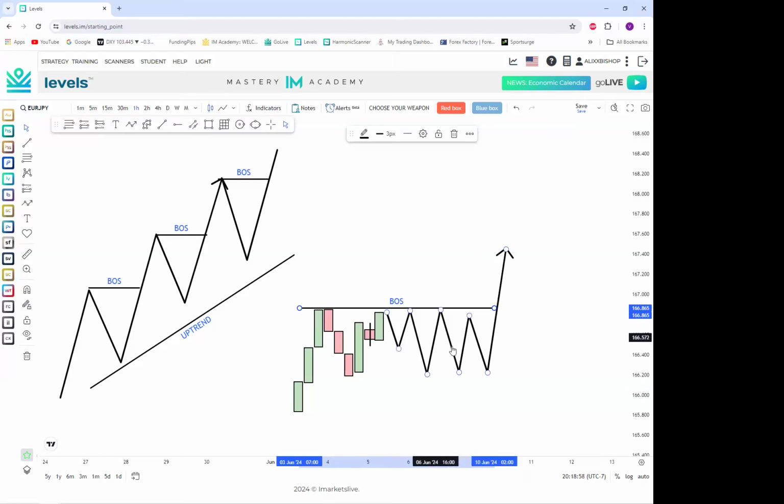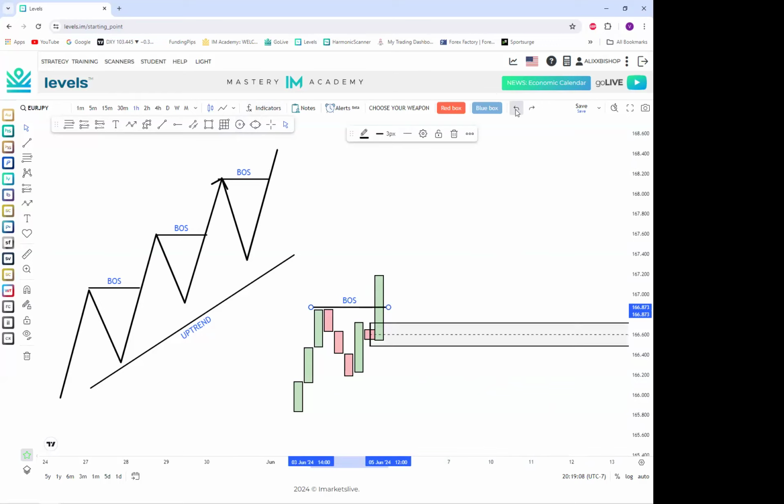Does that make sense? Give me a 2 if that makes sense. Awesome. Let's go. I see you. That's very important. Boom. So we got the breaker structure. We got the breaker structure. Let's go ahead and just change this up just a little bit.